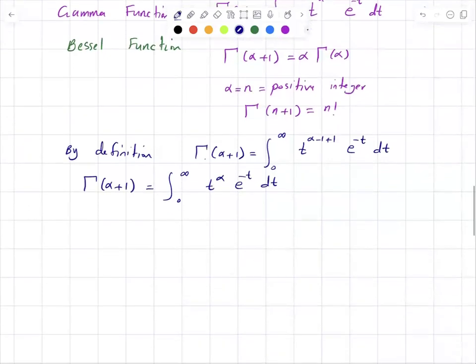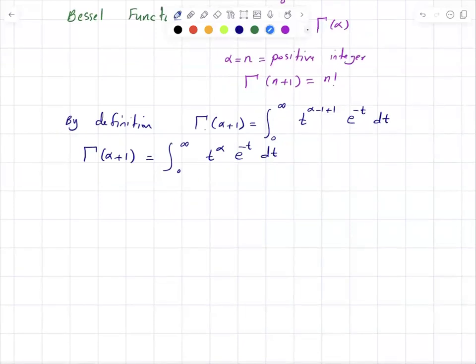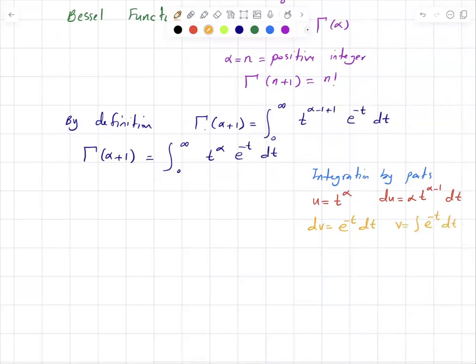We can use integration by parts. Let us take u to be t to power alpha, and dv to be e to power negative t dt. So du is equal to alpha t to power alpha minus 1 dt, and v is the integral of e to power negative t dt. So v becomes negative e to power negative t.